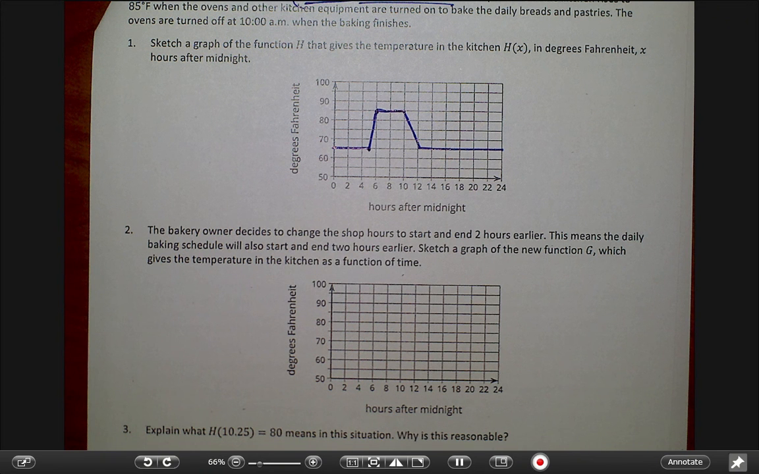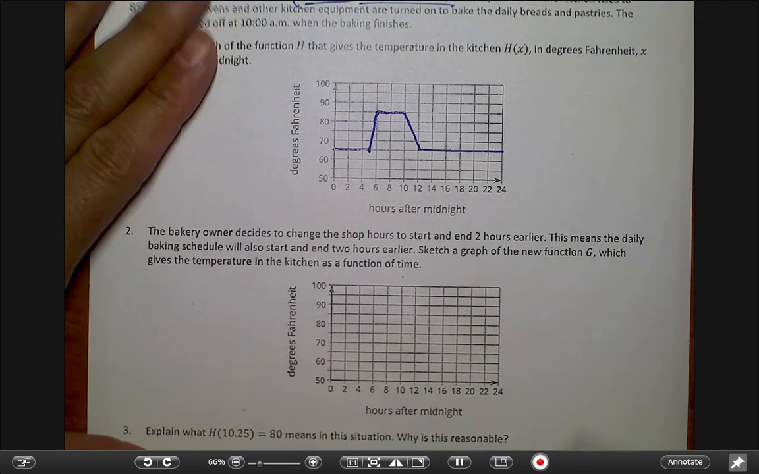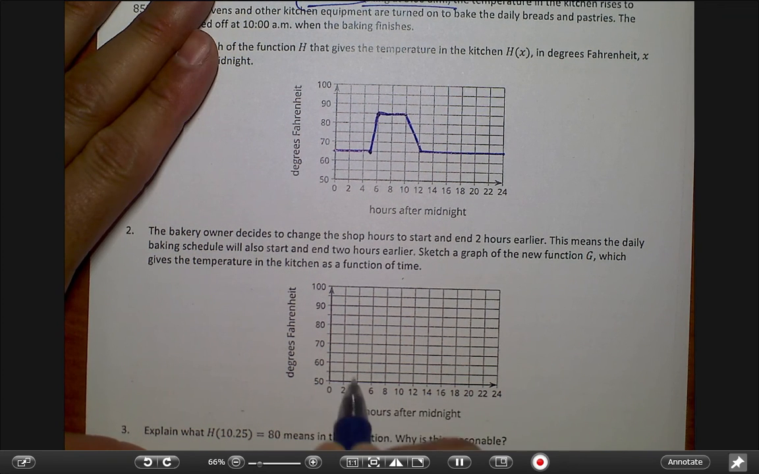All right, the bakery owner decides to change shop hours to start 2 hours earlier. This means that the daily baking schedule will also start and end 2 hours earlier. Sketch a graph for the new function g, which gives the temperature as a function of time. All right. What time is it going to start going up? 3. Oh, yeah, 3. So it should stay 65 until 3 a.m.